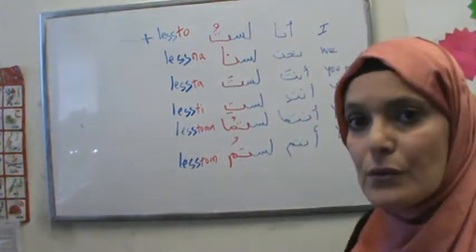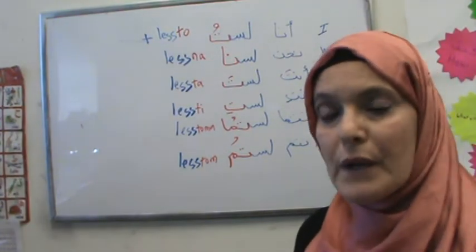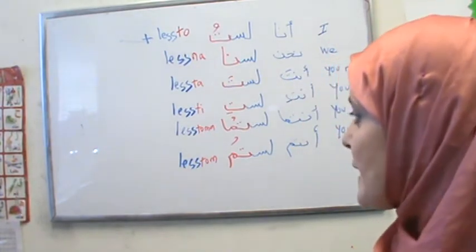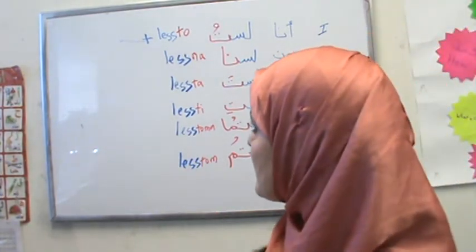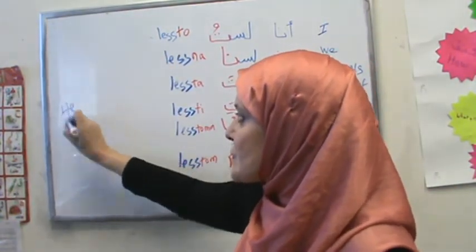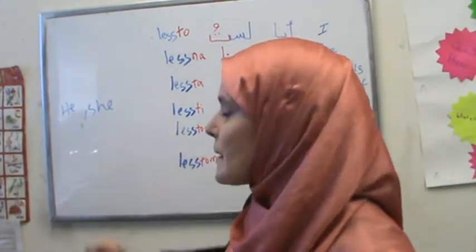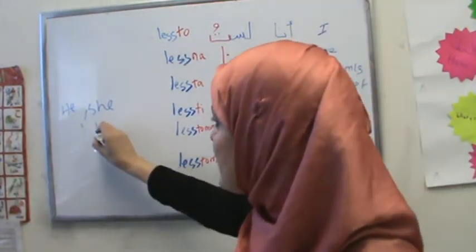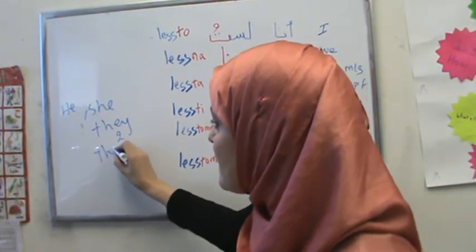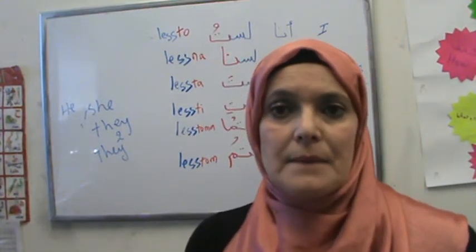The second rule is for the pronouns that are left. The pronouns that are left are he, which is huwa, she, and they, when you have two people, and they, plural. What I do? I keep the ya on laysa.